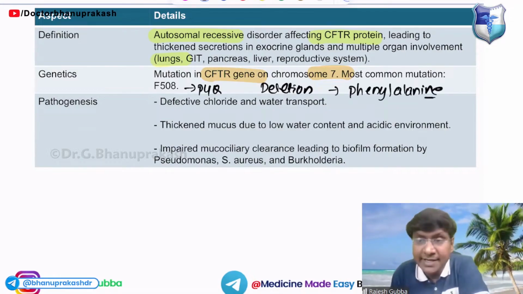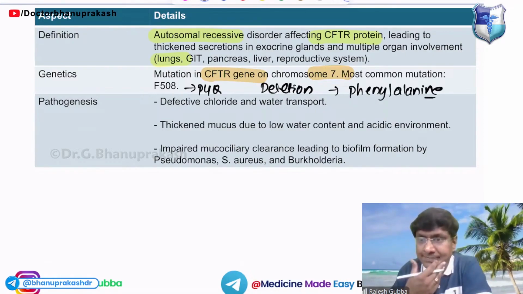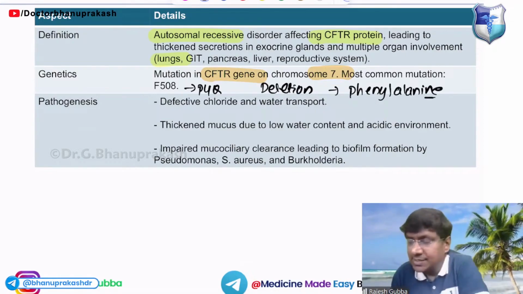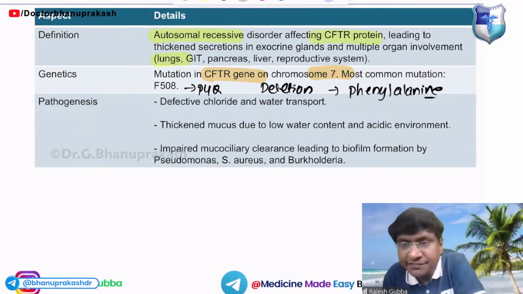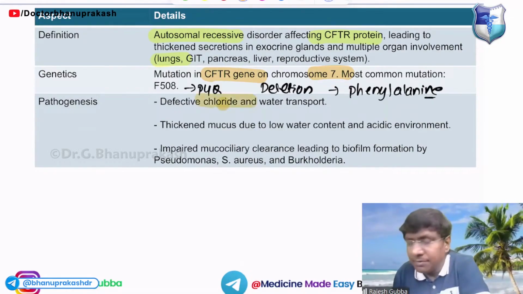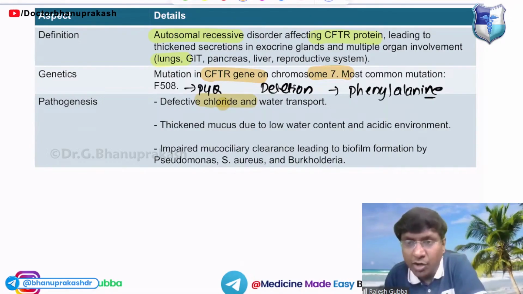Right, it is the phenylalanine that is being lost. Okay, it's a PYQ, right? Now, so that is about the genetics. And because of this defective CFTR protein, what is the problem? The problem will be defective chloride as well as water transport.